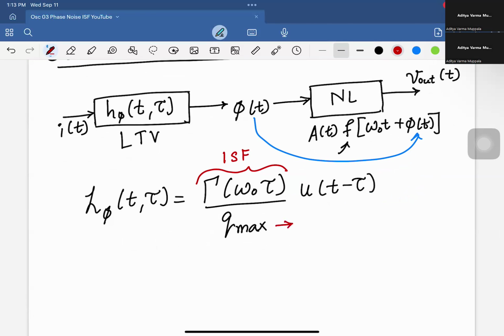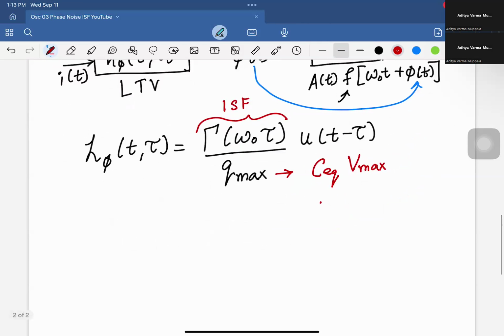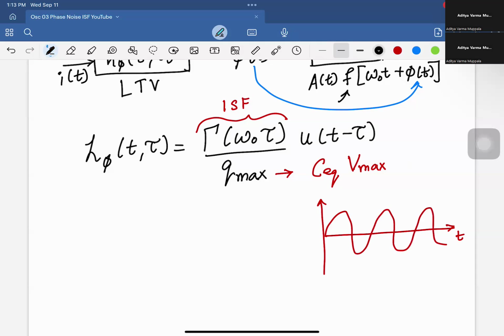And this Q max is the equivalent capacitance at the node at which this ISF is calculated times V max, which is the maximum swing at that node. So let's say you have some kind of oscillation at the node that you're looking at. So the voltage is swinging like this, right? So essentially this is V max, right?